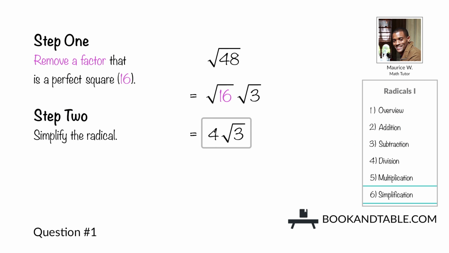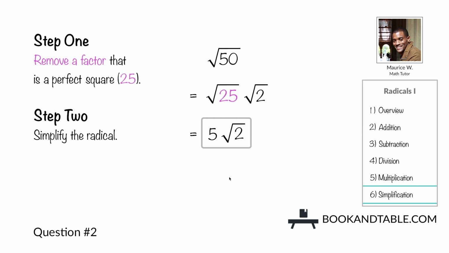Step 1, remove a factor that is a perfect square. In this case, that would be 16. 16 times 3 equals 48. So we wind up with radical 16 times radical 3. Step 2, simplify the radical. So the square root of 16 is equivalent to 4. So the answer to question number 1 is 4 radical 3.